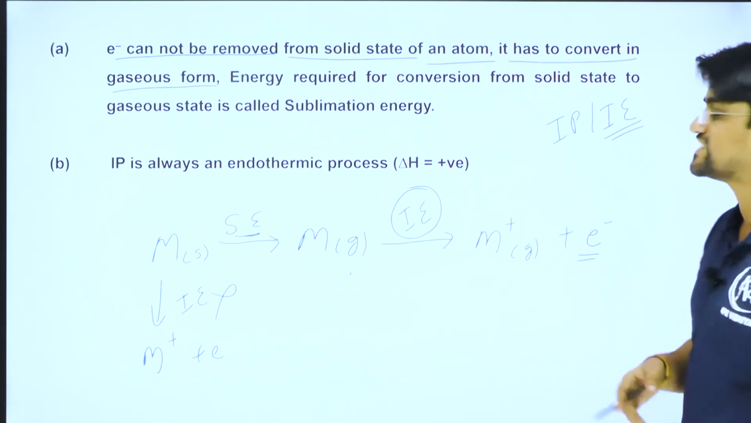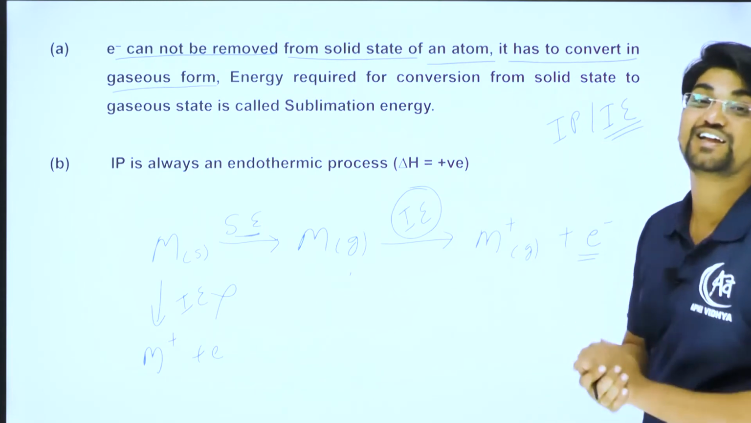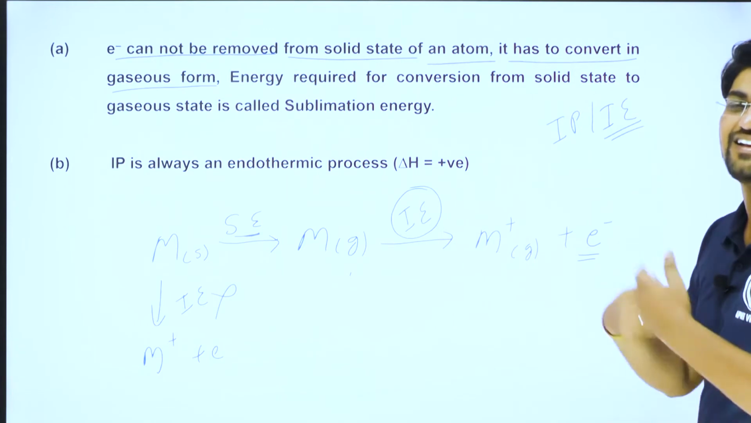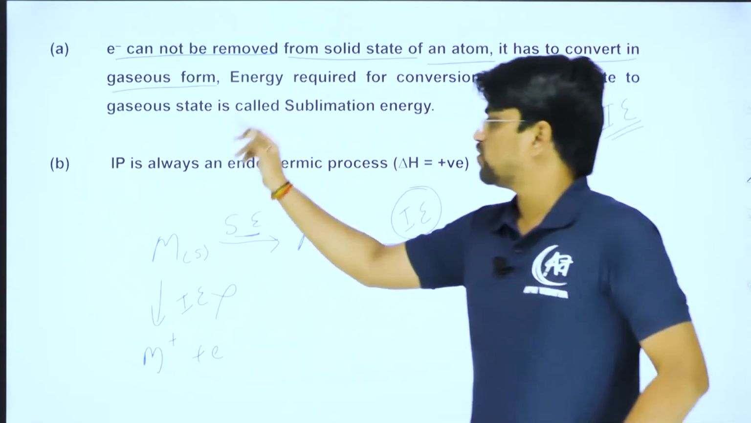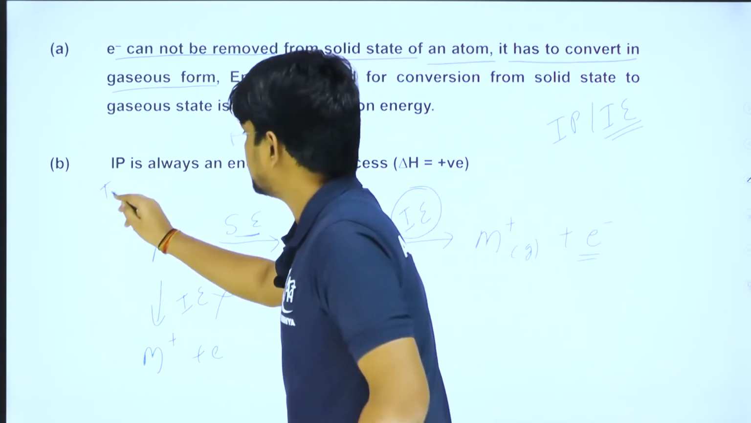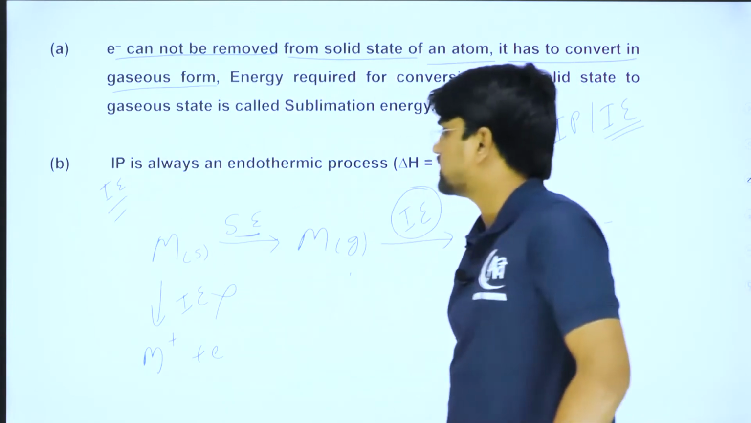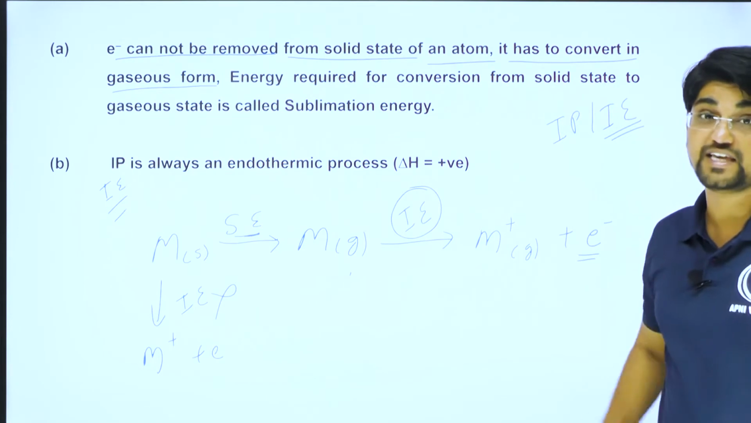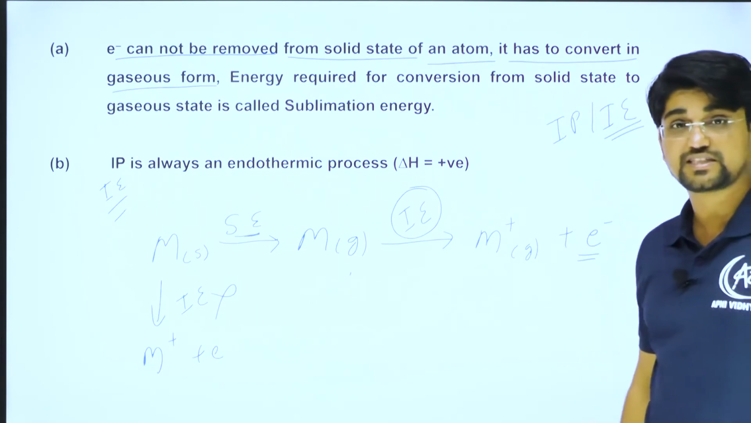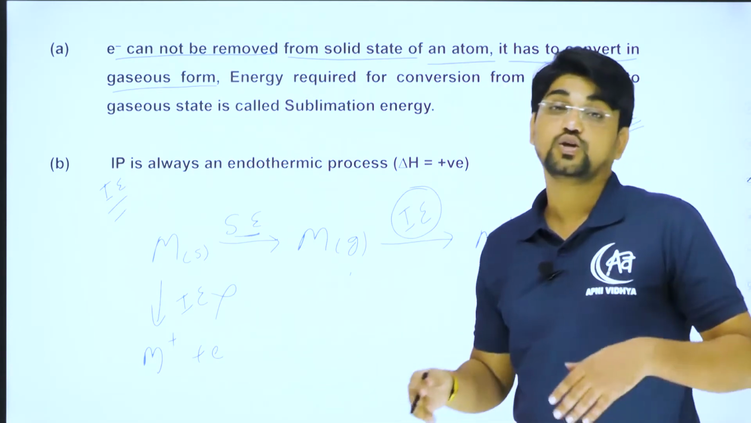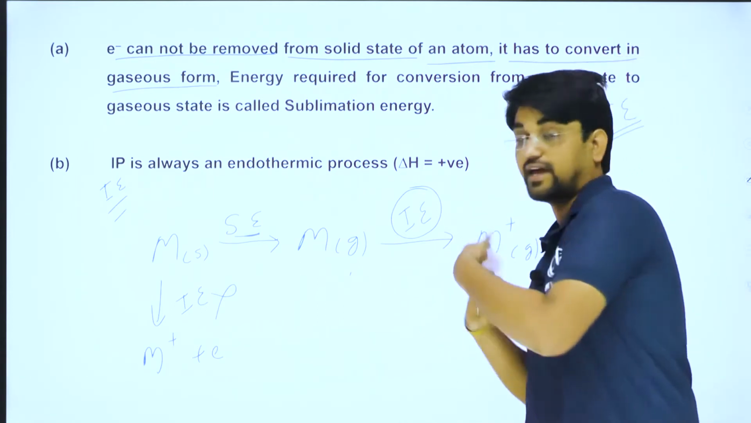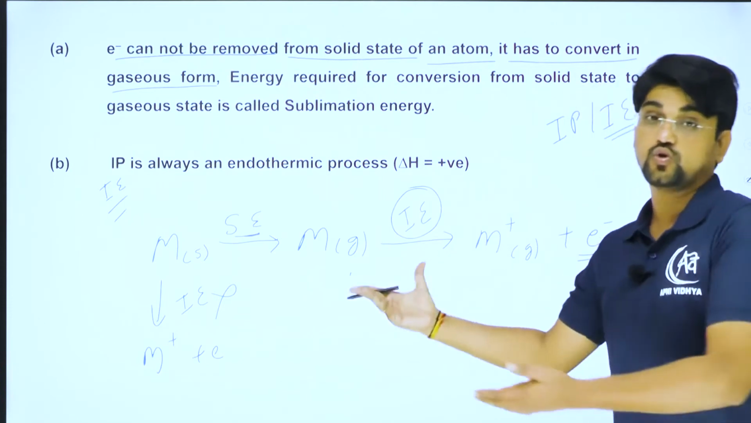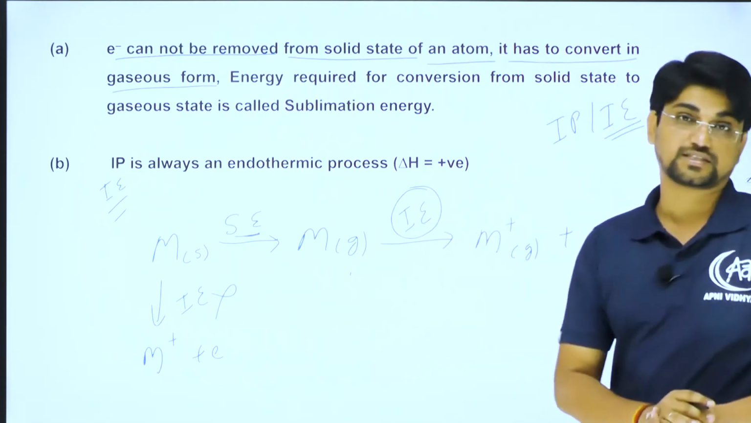Because you have already studied these things in atomic structure, the last chapter. Okay, so ionization energy, IP or IE, you can call it IE. It's always an endothermic process. Yes. What is an endothermic system? You have to provide energy. We are providing the energy to this system, so this is an endothermic system.